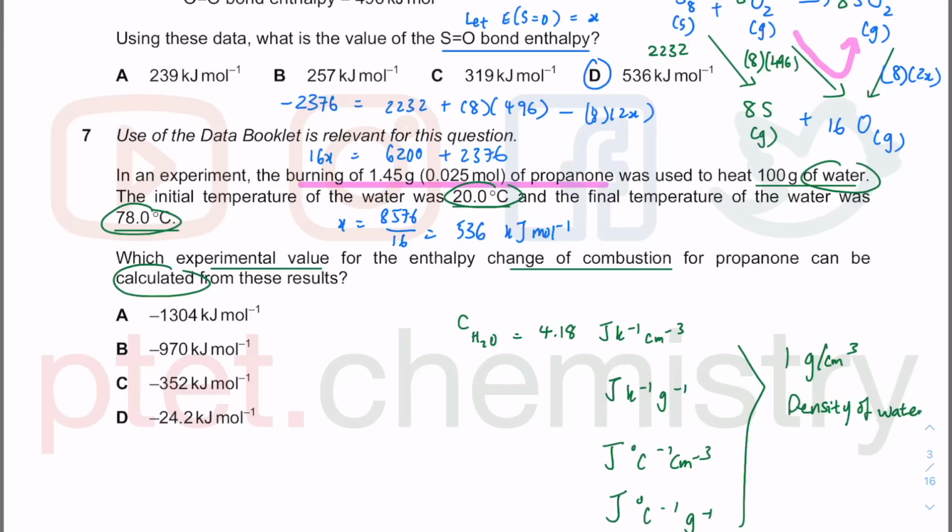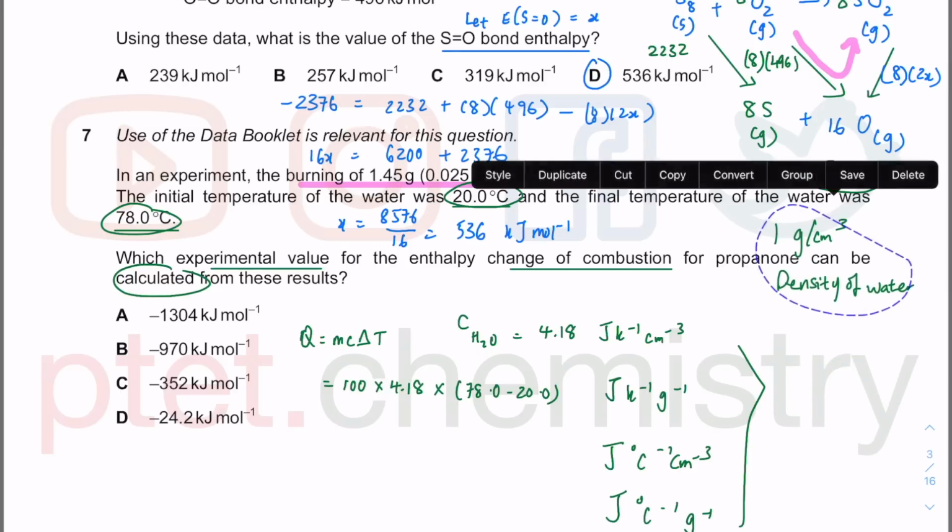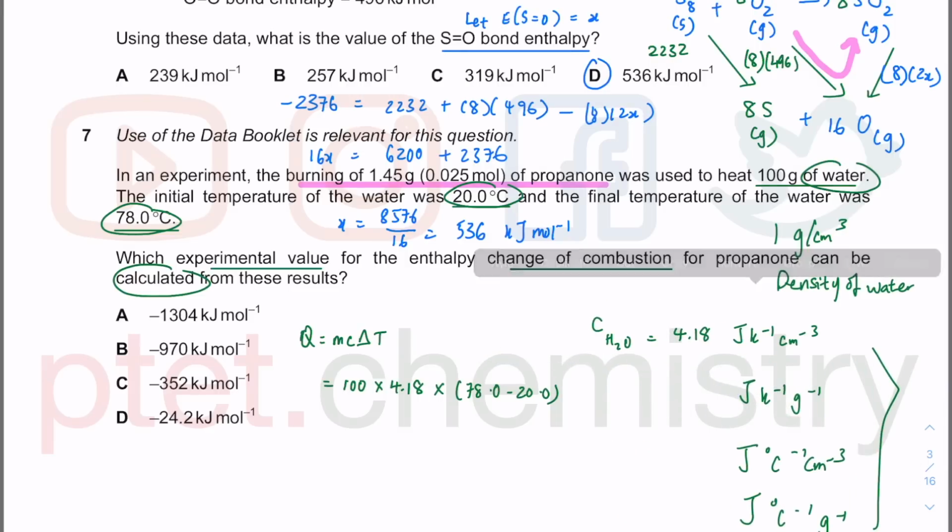Okay, so we are heating up the water, and what actually happened is your heat energy is mass times heat capacity times delta T. We have 100 gram of water multiplied by 4.18 for the heat capacity of water, and then I have to multiply by the change in temperature, which is 78.0 minus 20.0. That is the actual change in temperature there. Let me just move this up so that I have enough space to write. So what do we have? 100 times 4.18 times 78 minus 20 in a bracket.